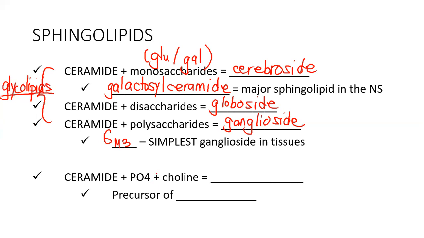And our last example, class, would be ceramide, but instead of carbohydrates, the attached head group would be phosphate plus choline. We call this sphingomyelin. Sphingomyelin, class, serves as a precursor for the synthesis of myelin sheaths. These wrap around and surround nerve cells or neurons to speed up the transmission of signals or action potentials. Okay?